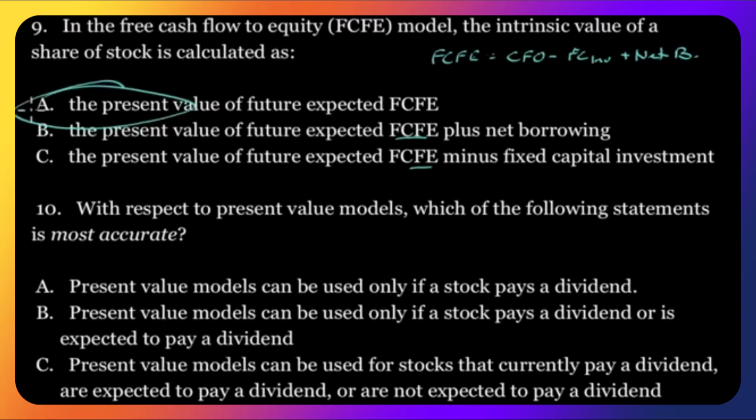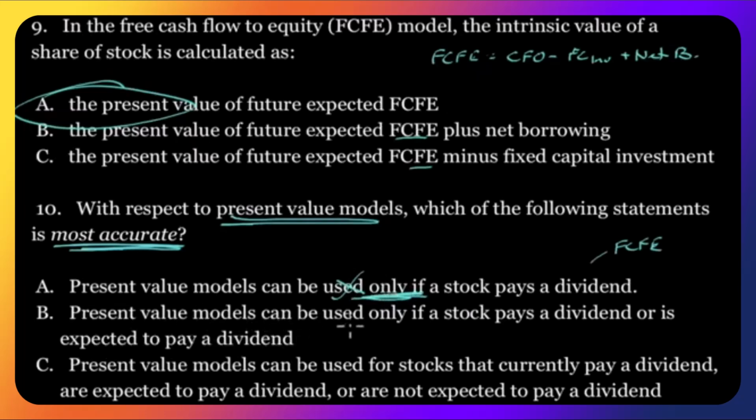Number 10, with respect to present value models, which of the following statements is most accurate? Present value models can be used only if a stock pays a dividend. Remember now, when we have wordy answers like this, we want to read and eliminate. Can we eliminate that? Yes, because if it doesn't pay a dividend, we can use free cash flow to equity. And we're looking for accurate. That's just not. It says used only if, an extreme word. Let's get rid of it.